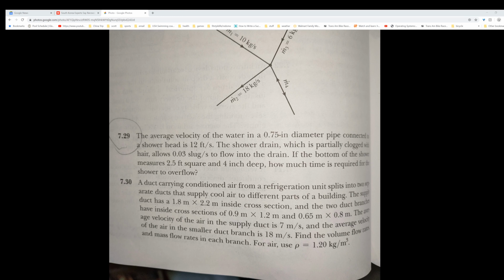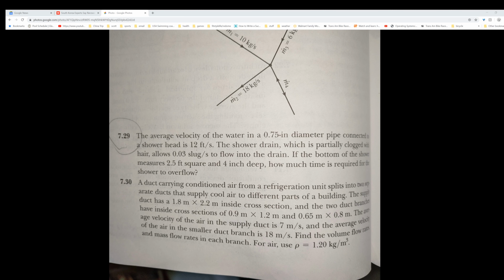Okay, I'm going to take a look at problem 7.29. In this problem, you have a shower head where water's coming in, and you have a shower drain that's partially clogged. What you're going to find is that the water is coming in quicker than it can drain, and after some period of time, this will fill the bottom of the shower.